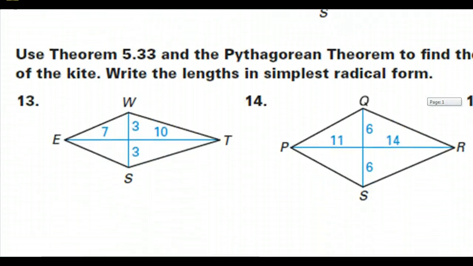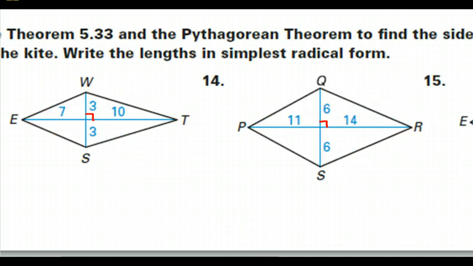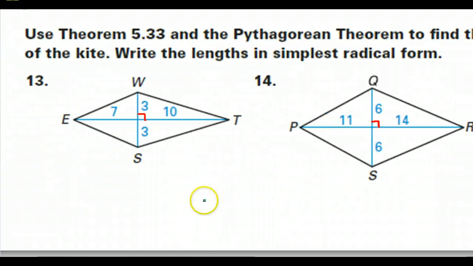Let's see what's up with number 13. Oh yes, a little Pythagorean theorem. What do they tell us here? This is a kite. One of the special properties of a kite is that the diagonals are perpendicular, just like for a rhombus. So please understand that all of these little angles in here are going to be 90 degrees. That's why we are allowed to do the Pythagorean theorem. Now, what are we supposed to find? The side lengths. So we have to find WT and EW.